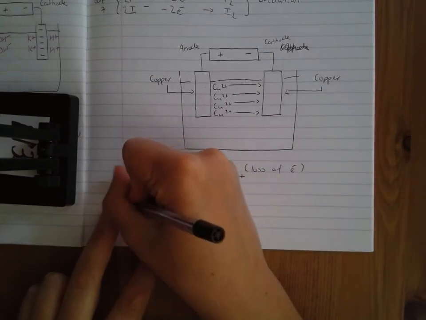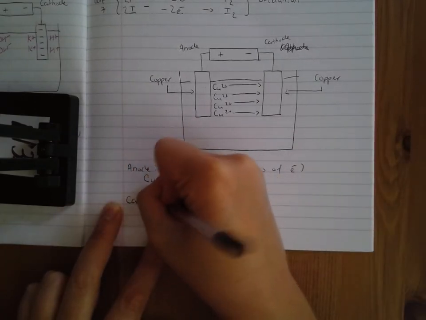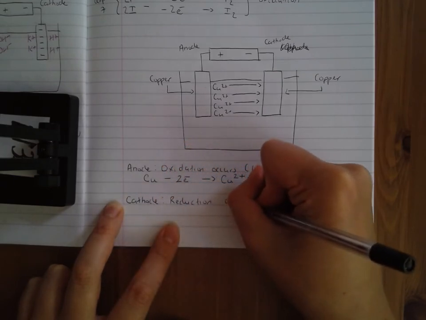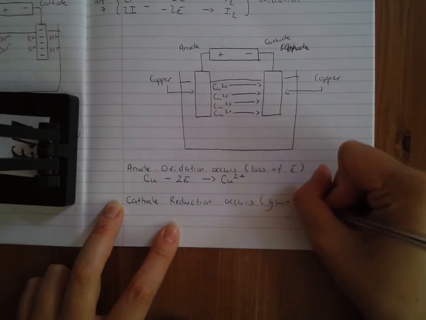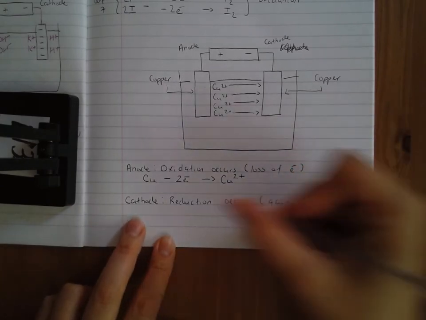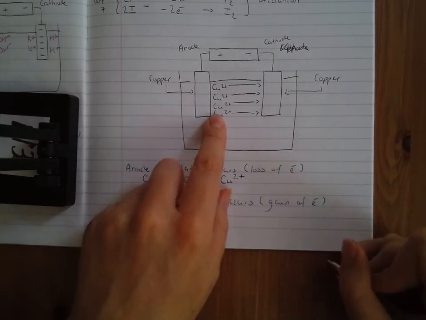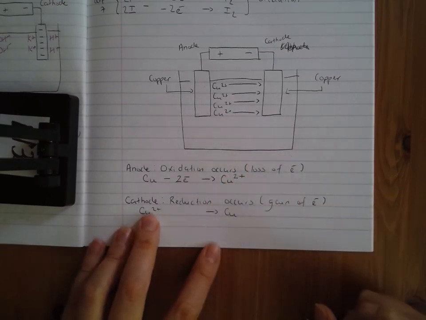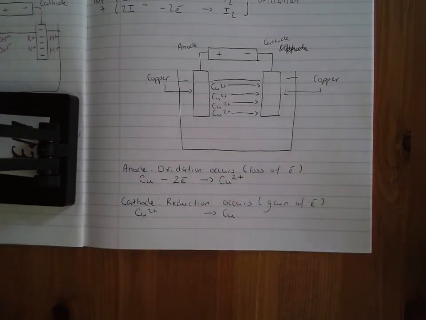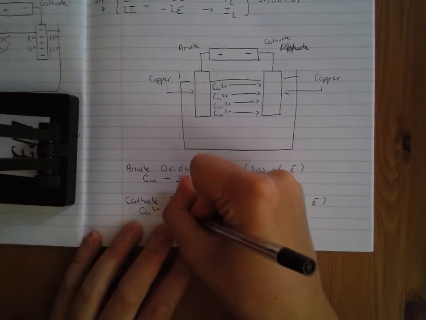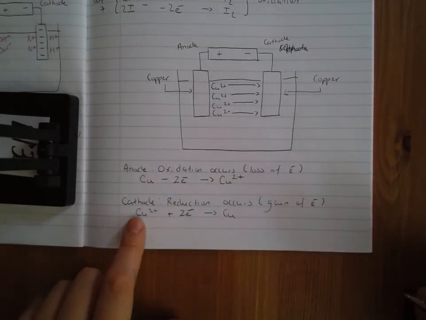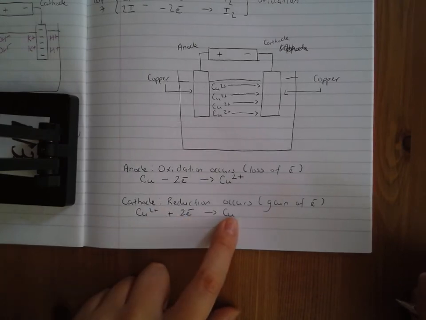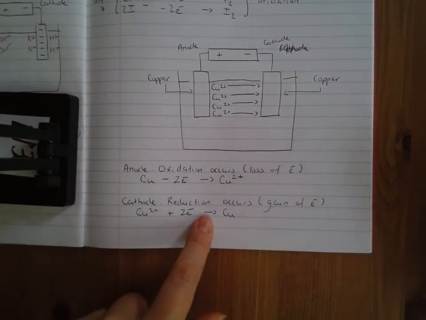What happens at the cathode when those Cu2+ ions arrive? Well, we know reduction occurs at the cathode, and reduction is the gain of electrons. So arriving at the cathode are all of my Cu2+ ions. And when they arrive at the cathode, my Cu2+ ions are going to gain electrons. How many are they going to gain? They're going to gain the same number that they originally lost. Okay, so because they're arriving as Cu2+, they will gain 2 electrons and they will become copper again. So this is what's happening at the anode. This is what's happening at the cathode.